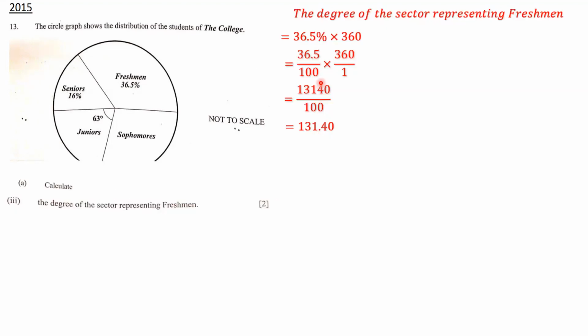Very good. So let me repeat that again. We do 36.5% multiplied by 360 because we're trying to figure out the amount of degrees, right? That 36.5% represents a part of 360 degrees. We do 36.5 over 100, multiply that by 360 over 1, and we end up getting 131.40 degrees, not money. Okay, let's move on to the next question.